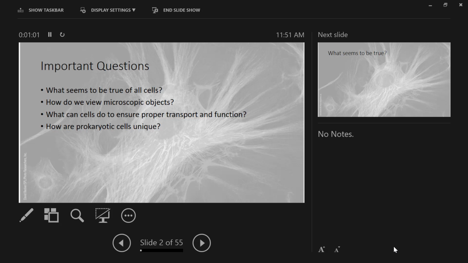How do we view microscopic objects? That's such a wonderful question because the answer is right in the question. We use a microscope. What can cells do to ensure proper transport and function? We're going to have a whole chapter on this. So this one, you're going to be a little dissatisfied with our answer because you're going to be hungry for more. We'll give you plenty more.